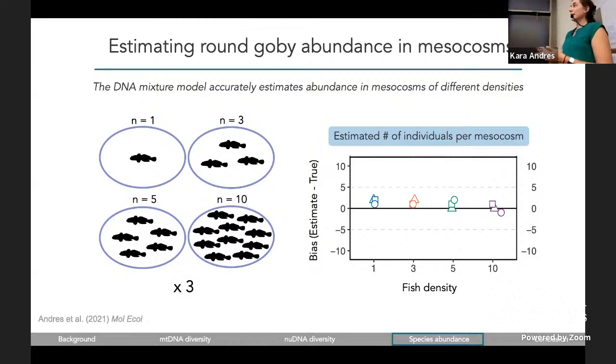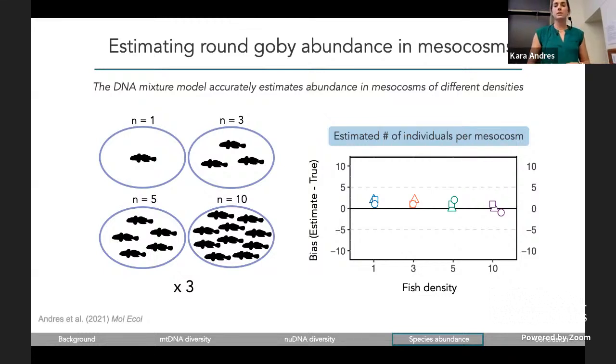So this is great. In a simplified mesocosm environment, we can estimate up to 10 individuals pretty accurately. But we expect that in a real ecological setting there are likely many more than 10 individuals. So we also wanted to test the limits of this approach.